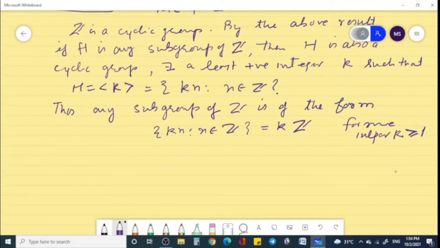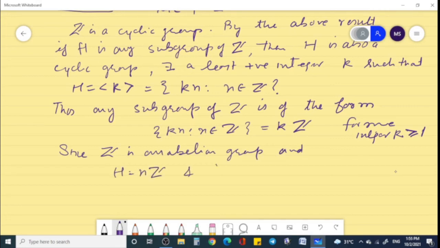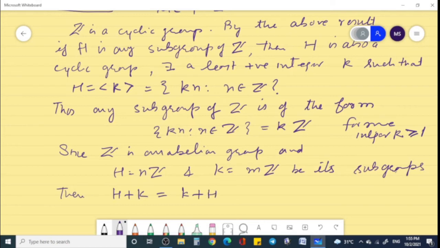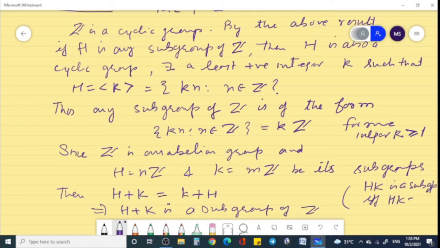So now we know that since Z is an abelian group, and H equals nZ and K equals mZ are its subgroups, then H plus K equals K plus H, and that implies H plus K is a subgroup of Z. In a multiplicative group, we say that HK is a subgroup if and only if HK equals KH. And in the case of addition, we write in this form.